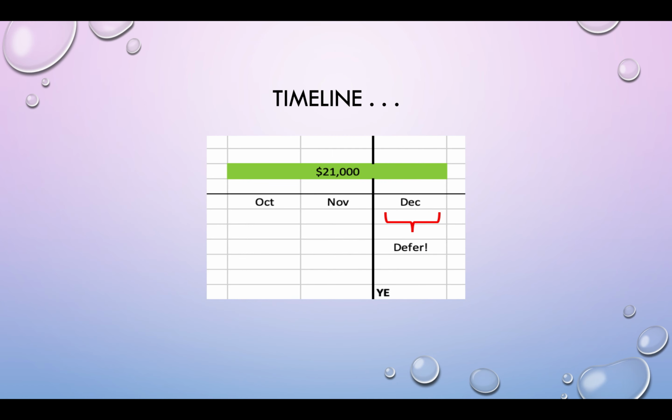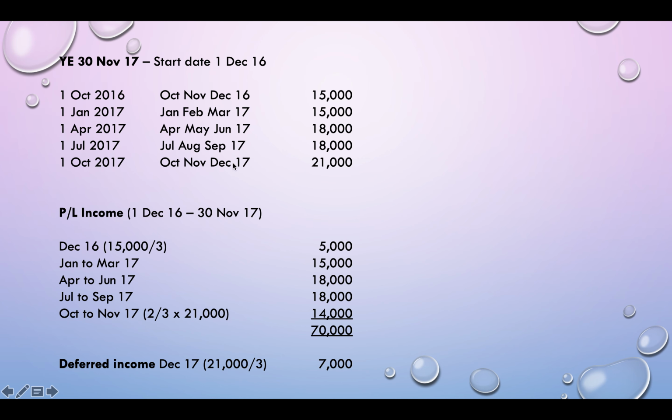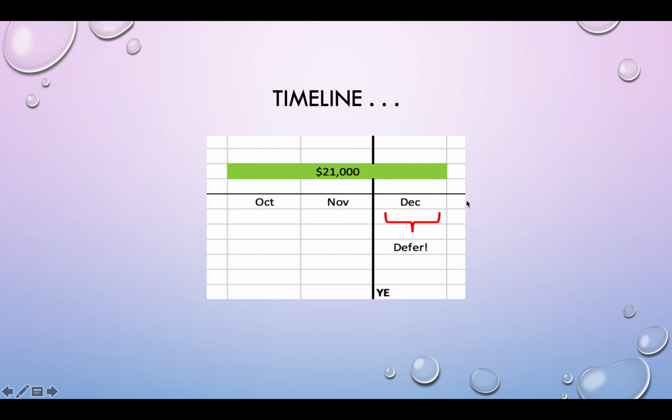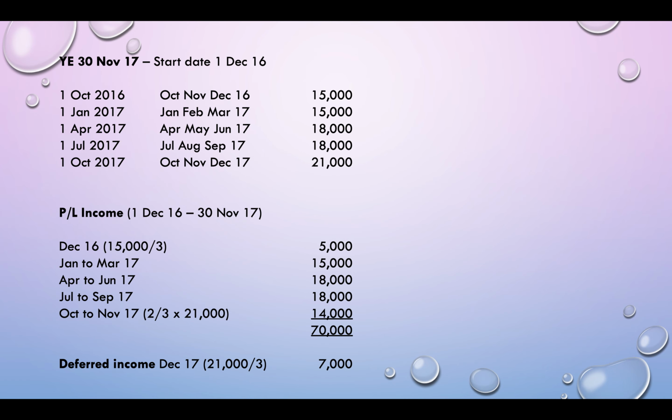You can use a timeline as well to show how you've got your deferred income. If we look at the last receipt, October, November, December 17, you received 21,000. That's the timeline. October, November, December, 21,000 received for this quarter. However, the year end is November 17, hence the cutoff. Anything which is after that, this income doesn't relate to our year and we need to defer it. Hence 1/3 times 21,000, which equals the deferred income figure you've got here.